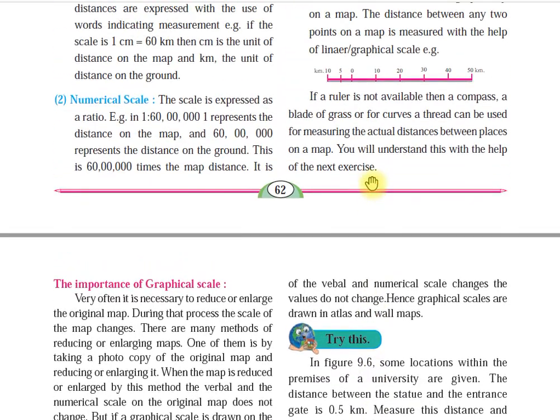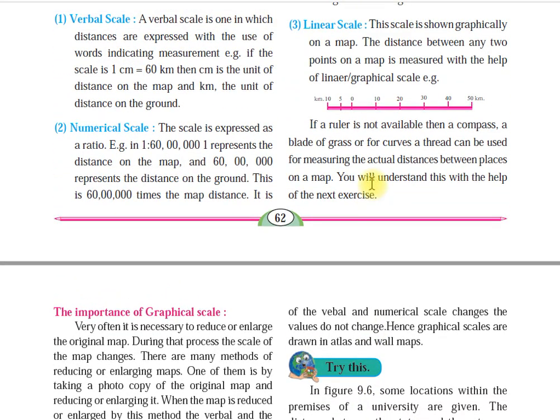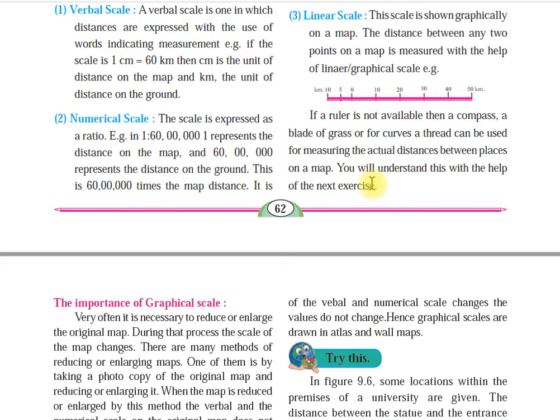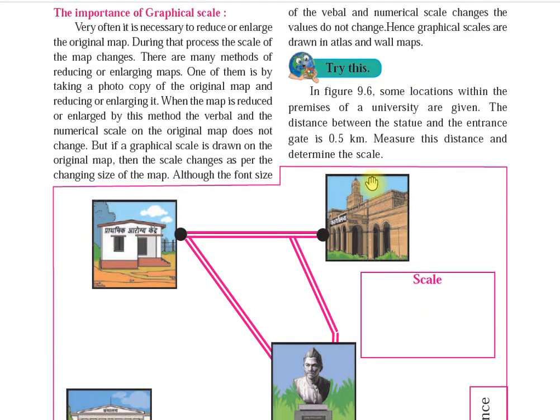Now, the importance of graphical scale. What is the importance of this? Very often, it is necessary to reduce or enlarge the original map. So, sometimes you have to enlarge the original map. During that process, the scale of the map changes. So, when we do this, what changes? The measurement changes. There are many methods of reducing or enlarging maps.